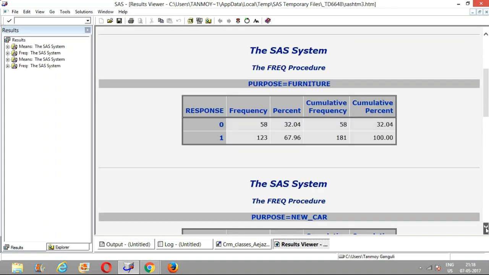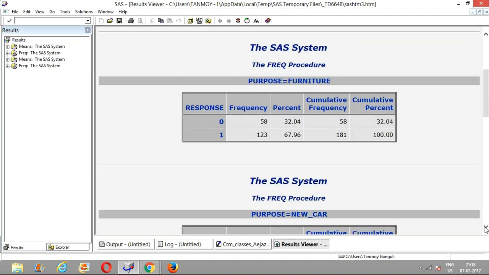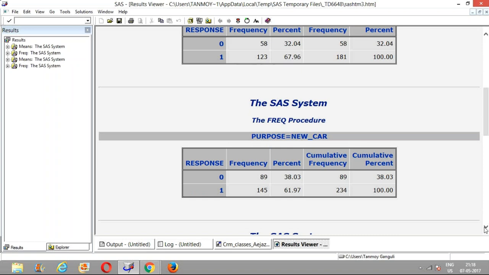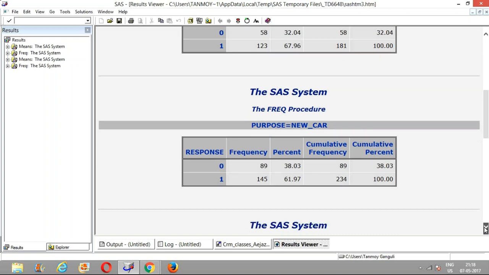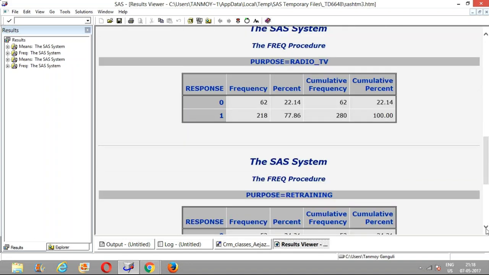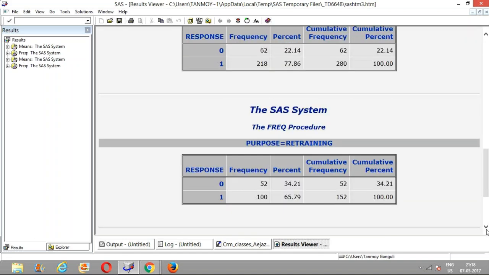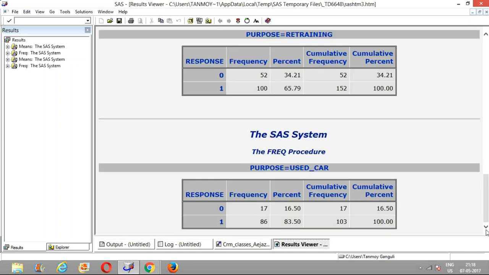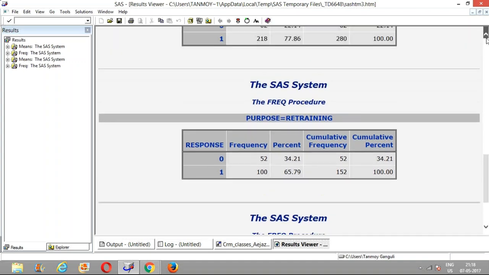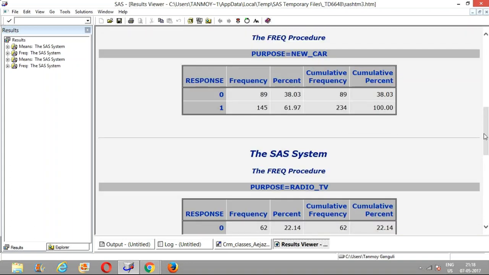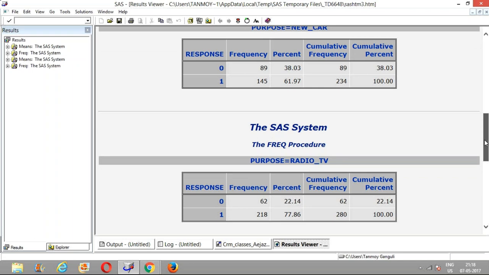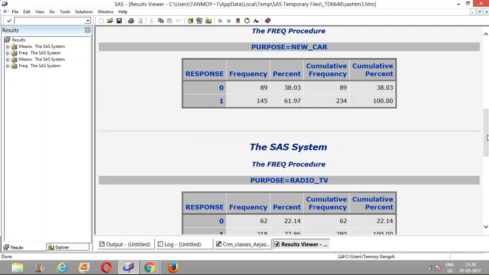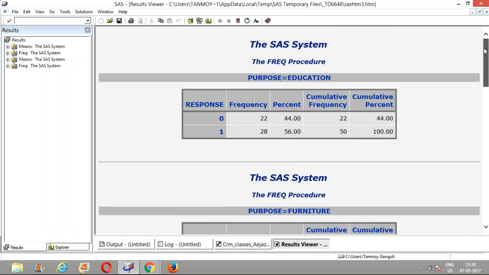Now, if I look into furniture, again, yes, a 32% bad rate is observed. For a new car, I get to see around a bad rate of 38%. For radio TV, it's 22%, retraining 34%, and used car, it's 16.5%. So what it seems to me mostly is that for the automobile loans, especially for the used cars, the bad rate, or the percentage of people with low credit scores, has been relatively lower compared to that of education or furniture loans.